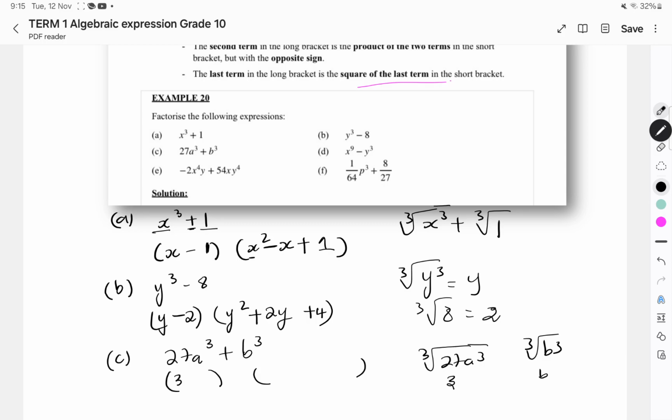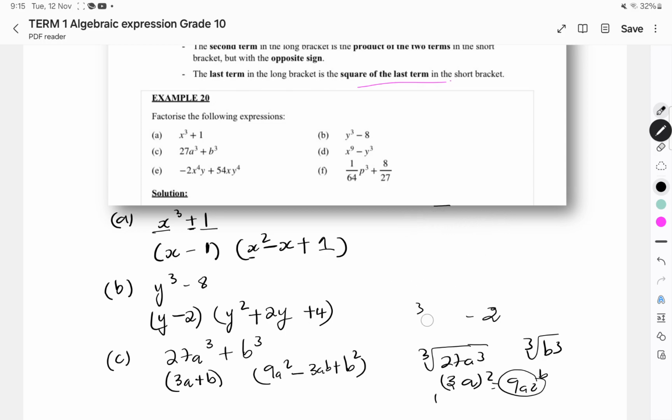So I'm going to have 3a here, plus b. You square this: the first one, you get 9a squared. Remember, you square this one, 9a squared. Then you square the b, this will be b squared. Then you multiply the 2. You change the sign. If it's plus, it's going to be minus 3ab. The last term, it's always plus.